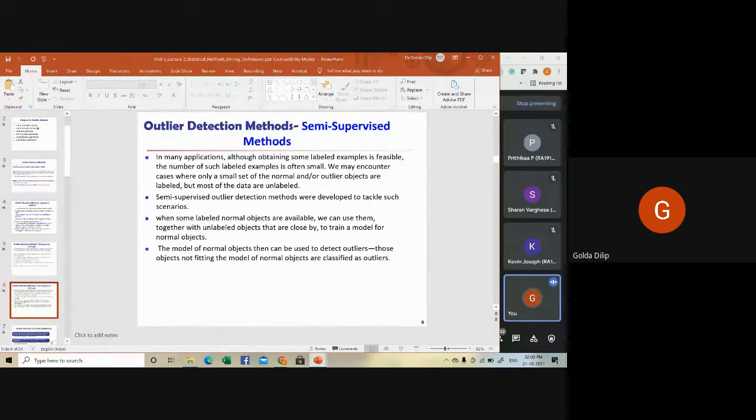Okay, so we could encounter cases where only a small set of normal or outlier objects are labeled, but a majority of them is unlabeled. In such a case, we need to go for what is called semi-supervised learning methods. When the labeled normal objects are available, you can use them together with unlabeled objects that are close by to train a model for the normal object. The model of normal object can then be used to detect the outliers, the ones that are not fitting into the normal objects, and they can be earmarked as outliers. So, a semi-supervised learning model for outlier detection.